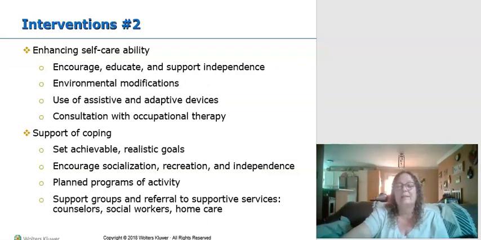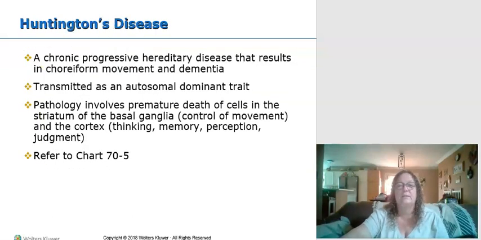Plan programs of activities. There are several different activities out there that they can do. Support groups and referral to supportive services, counselors, social workers, and home health care. They may need to have a home study done to see how they can help there. Support groups are great for the patient and family.